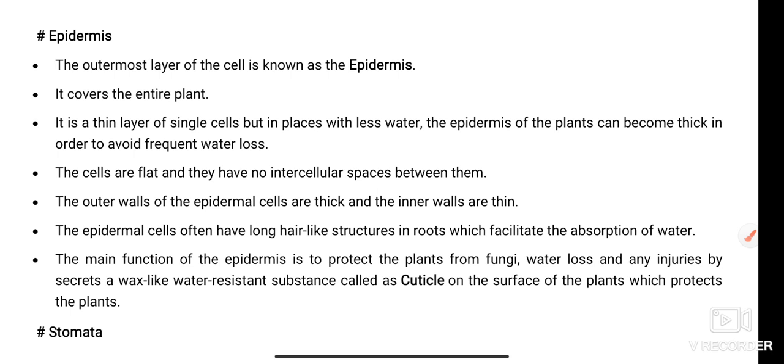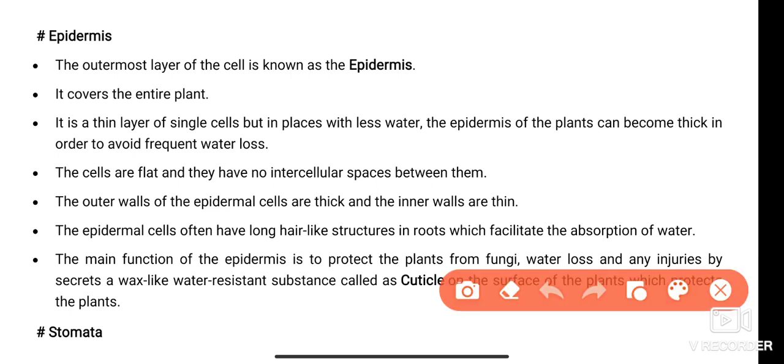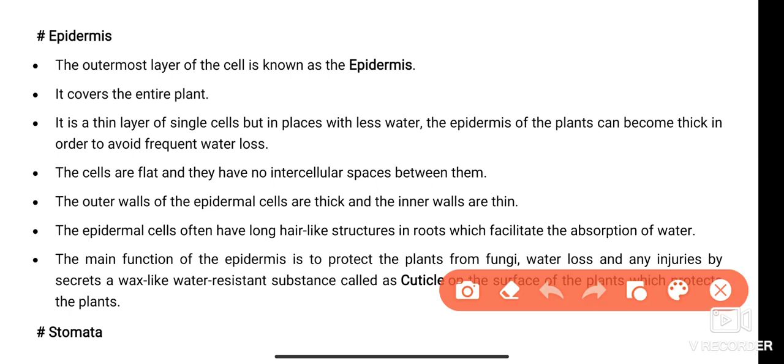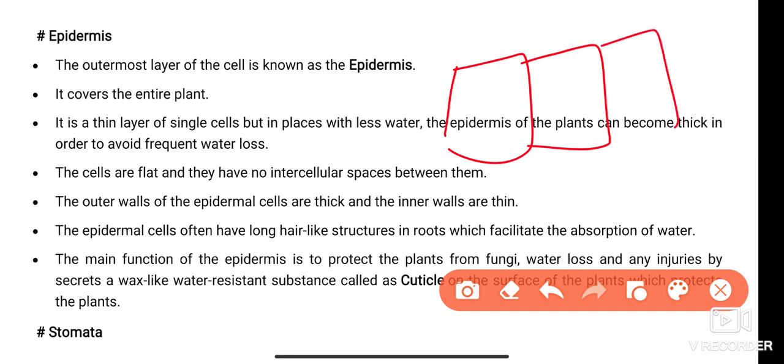It is a thin layer of single cells, but placed where there is less water. Generally, the epidermis is a thin layer of tightly packed cells. But in places where there is frequent water loss and less water is present, like in desert areas, in plants like cactus, this layer is thicker and can prevent the frequent loss of water.